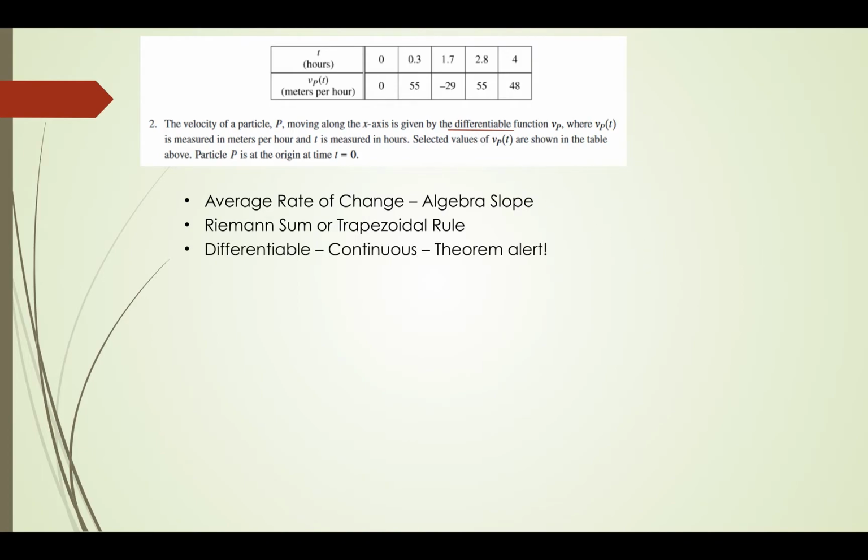And oftentimes what they're doing here is they're setting us up to use one of the main theorems, like intermediate value theorem, mean value theorem, because one of the requirements before you're allowed to use those theorems is that your function is differentiable and continuous. And so they're telling us that for a reason. We should pay attention to it. That's going to be a big deal.